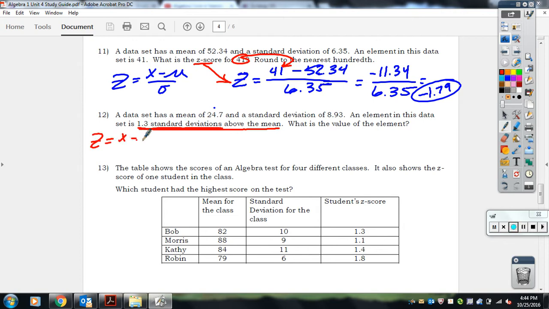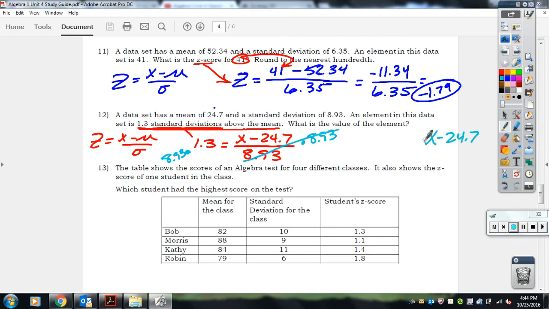We still use the z-score formula, x minus mu, all over sigma. The difference is the z is 1.3. This is above, so it's positive. If it said below, it'd be negative. X is what we're looking for, minus the average, 24.7, over the standard deviation, 8.93. We're going to have to solve this. Multiply by 8.93 on both sides. On the right-hand side, we have x minus 24.7.